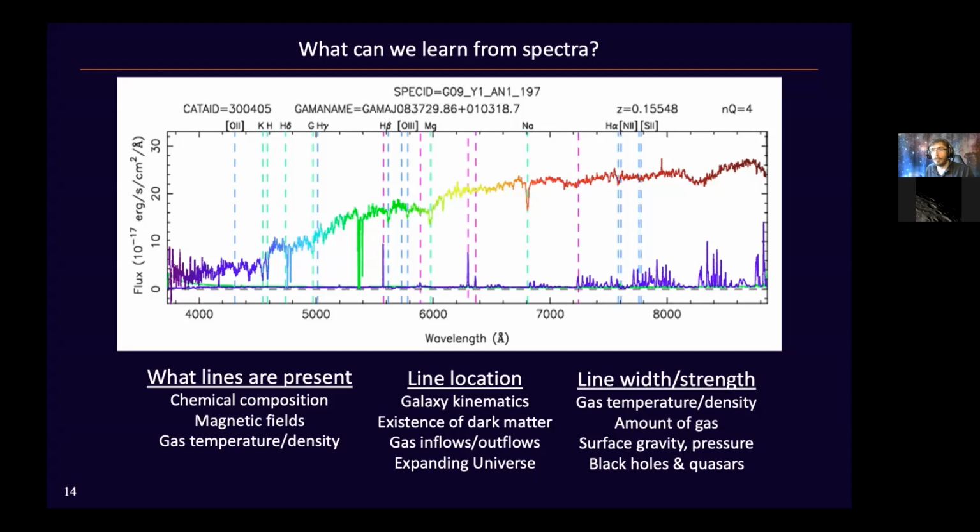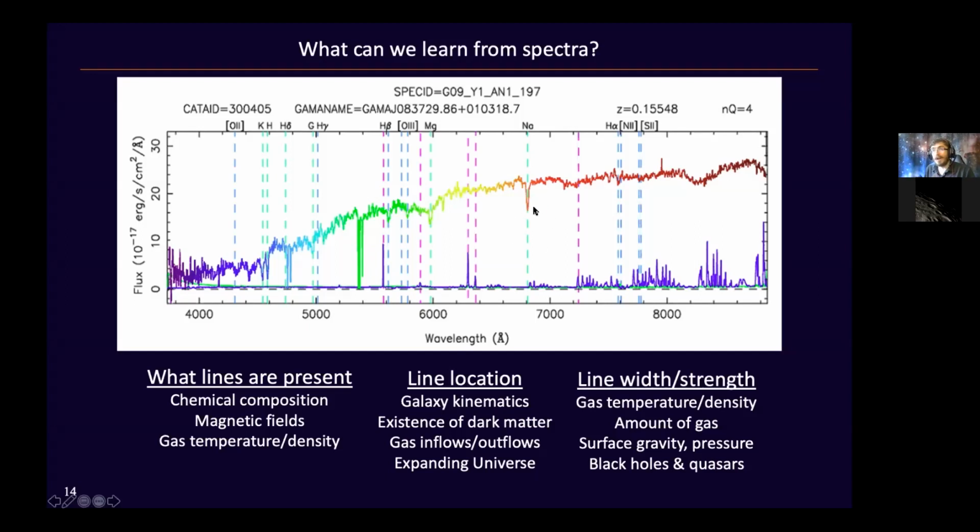It can tell you about what the temperature and density of the gas is. If you look at how those lines are shifted, it can tell you about the kinematics, and it can tell you about the presence or absence of dark matter. So if this galaxy is blowing gas into its surrounding environment or accreting gas from that environment, and it can tell you about the expanding universe.